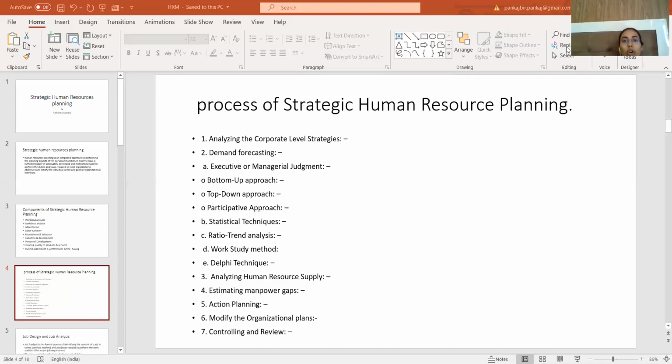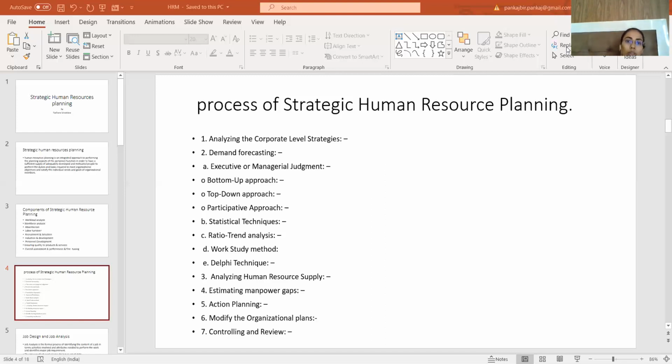And in order to judge the internal supply of human resource, further human resource inventory and human resource audit are done in the organization. Human resource inventory helps in determining the availability of human resource, which can be moved from one place to another place or one position to another position.